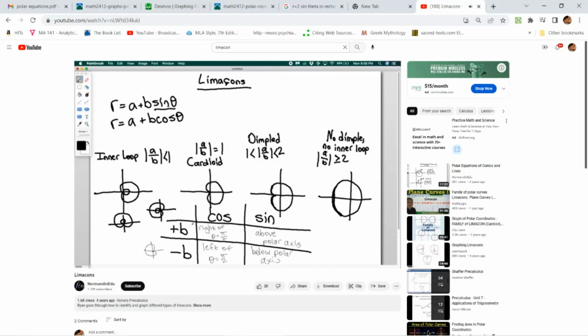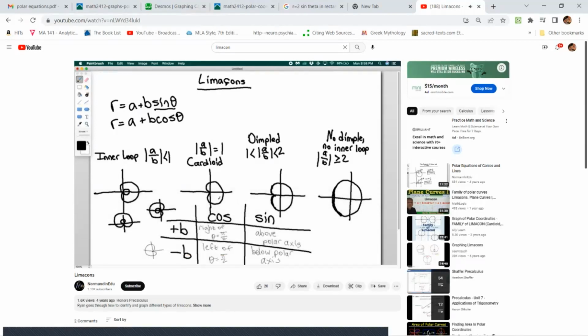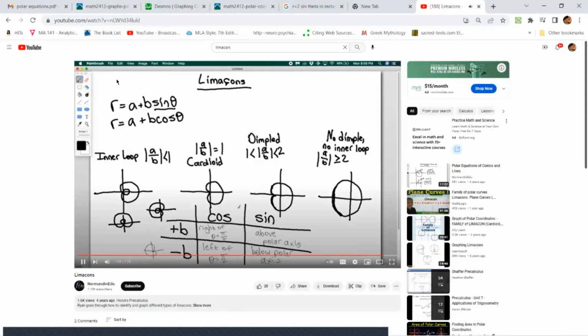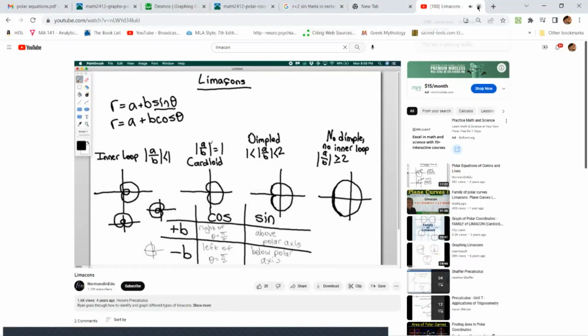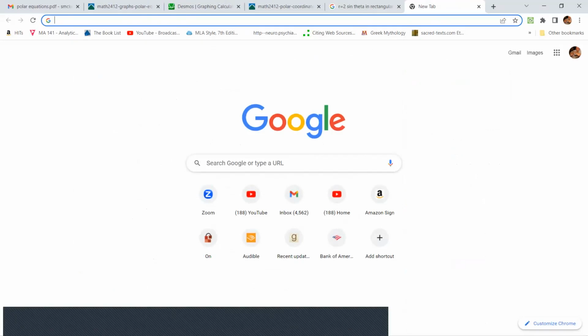So if I have a positive B, then my dimple is going to be over on the opposite side from the opening. Technically, if you have a cardioid it's not a dimple, but the majority of the limaçon for these ones at least is going to be over there. That's what that means. So that's how you can graph limaçons.